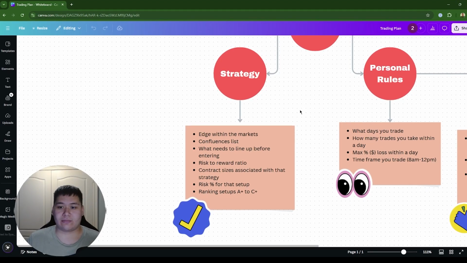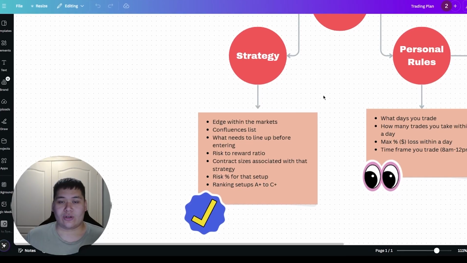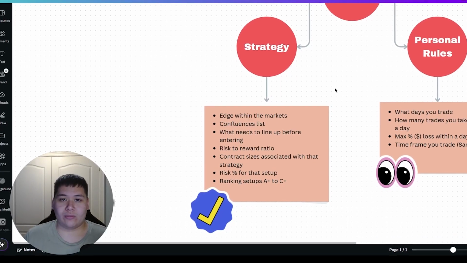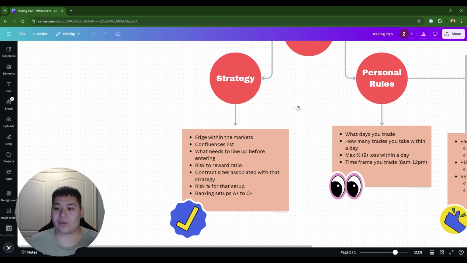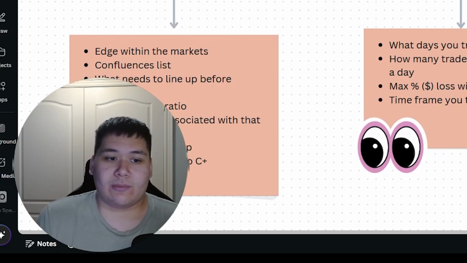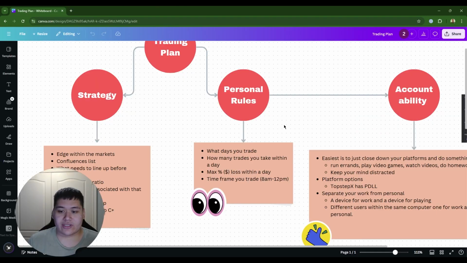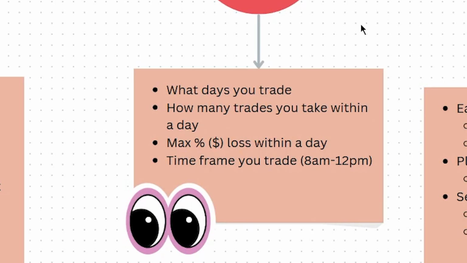The strategy side is pretty simple. Everyone can grasp a strategy and create their own mini trading rule book for the strategy side. It's the personal rule side that we have to take a look at. The personal rule side is basically more of what you do individually when you come to trade. For example, what days do you trade? How many trades do you take within a day? What's your max percent or dollar loss that you can handle within a day? The time frame you trade.